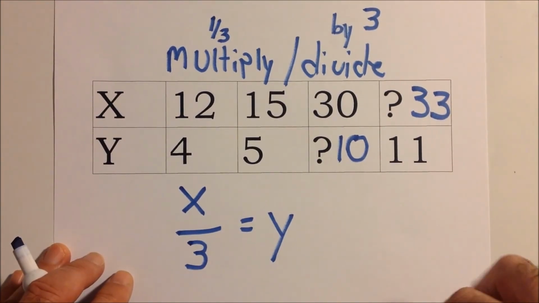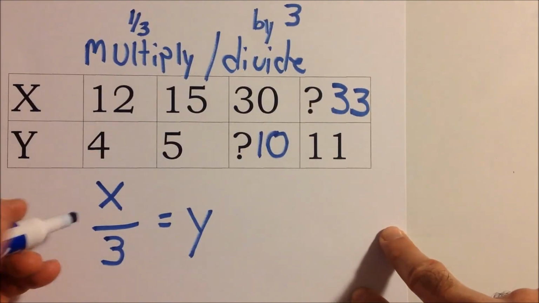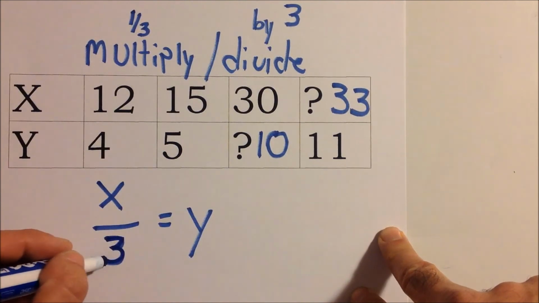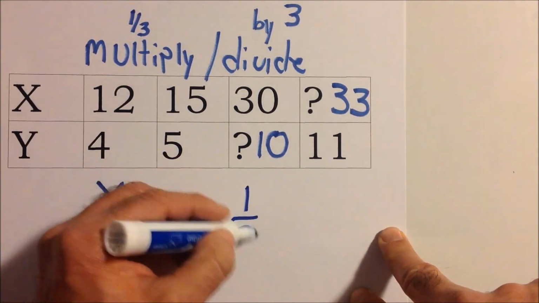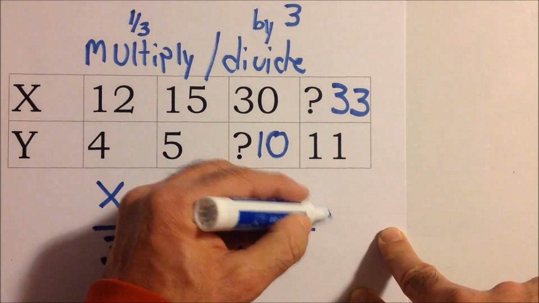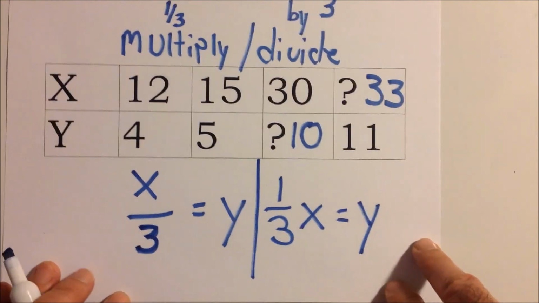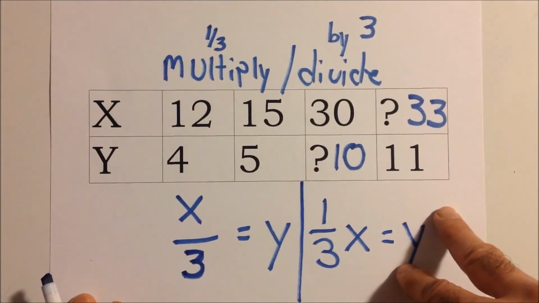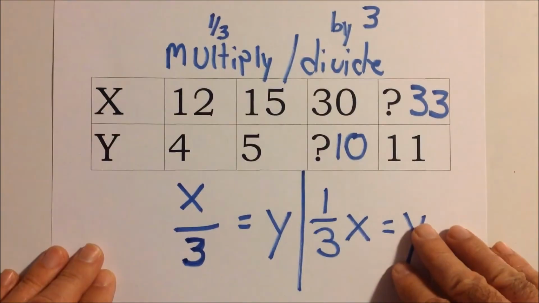Now remember, this is the equation, but you can also do multiplication. Remember I said if you're dividing by 3, you can also multiply by 1/3. 1/3 x equals y. And we talked about that before. So once you know the rule, the multiplication or division rule, you can form the equation.